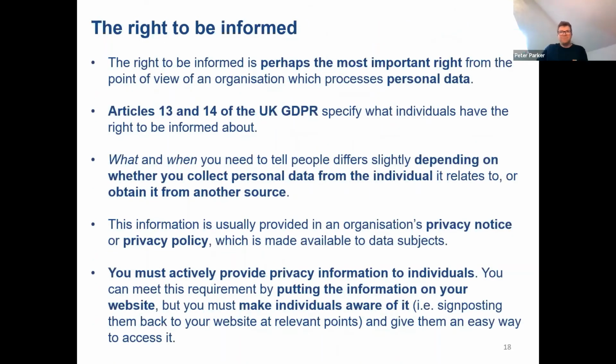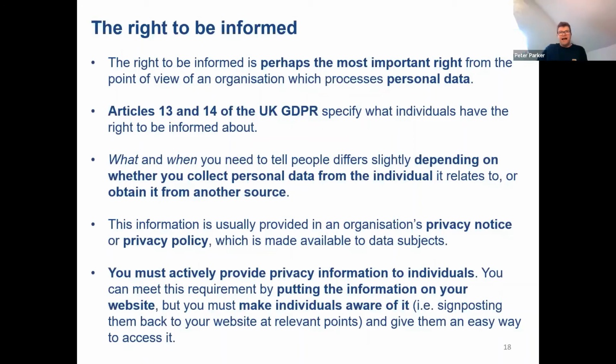The right to be informed is perhaps the most important right from the point of view of an organisation which processes personal data and the administrative actions that they will need to take. Articles 13 and 14 of the UK GDPR specify what individuals have the right to be informed about. What and when you need to tell people differs slightly depending on whether you collect personal data from the individual it relates to or you obtain it from another source. This information is usually provided in an organisation's privacy notice or privacy policy, which is made available to data subjects and makes up one of the most important documents that organisations will maintain from a compliance point of view.